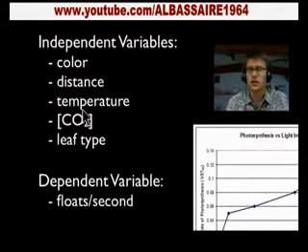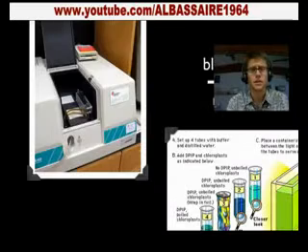The amount of carbon dioxide we found is important. The type of leaf, obviously, or where you gather it on the leaf, those are all important. But remember, the dependent variable is going to be the floats per second, and that's a measure of this rate.